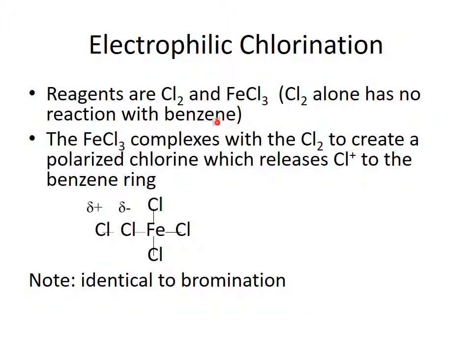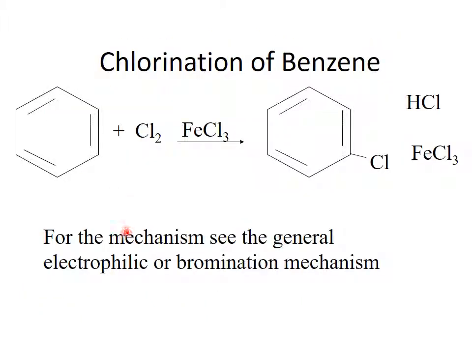Electrophilic chlorination can occur in the same way, and again, aluminum chloride could be used here. But the reagents, chlorine and iron 3 chloride, are typical. It complexes in exactly the same way. The benzene ring reaches out and grabs that chlorine in the same way and then eliminates a proton to restore the aromaticity of the ring, and you get chlorobenzene instead.